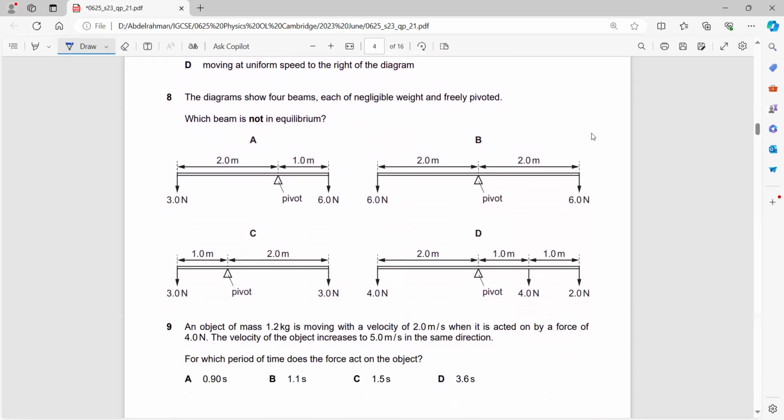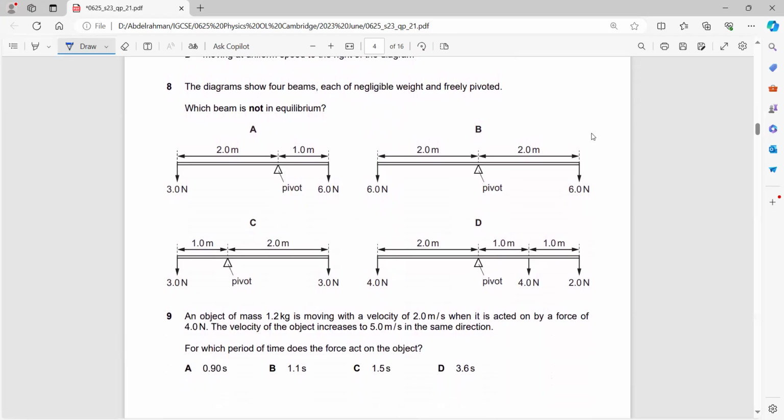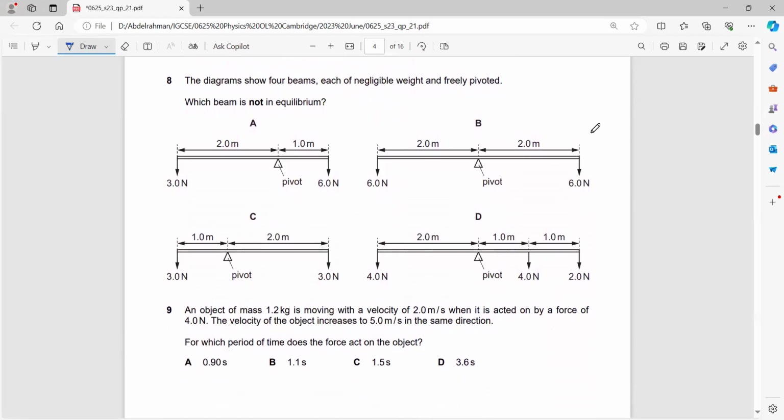Diagrams show four beams, each of negligible weight and freely pivoted. Which beam is not in equilibrium? Definitely the beam with some resultant moment. B is in equilibrium.